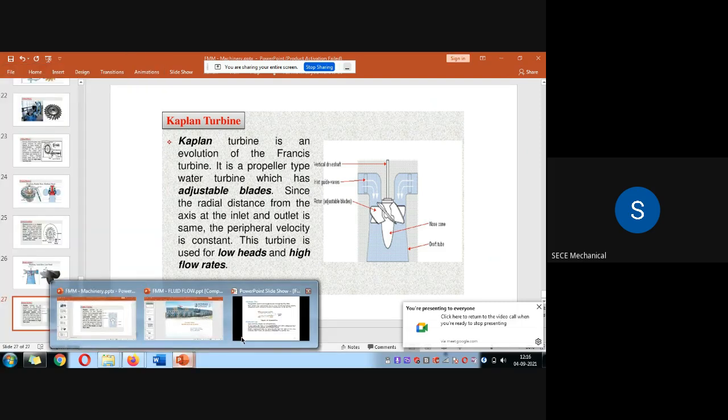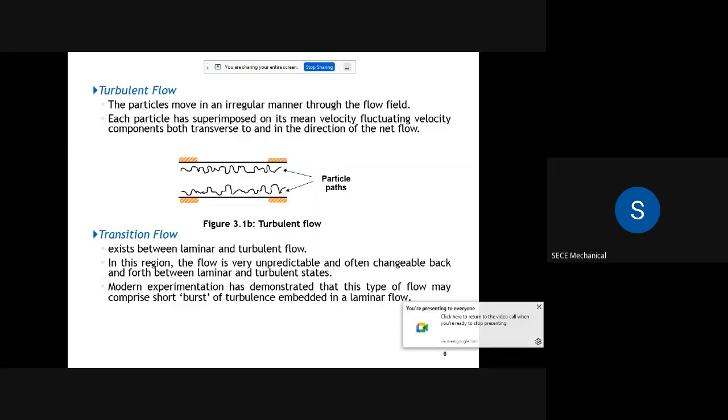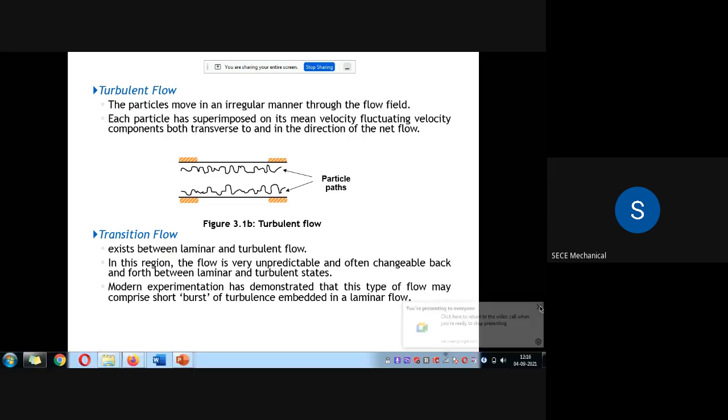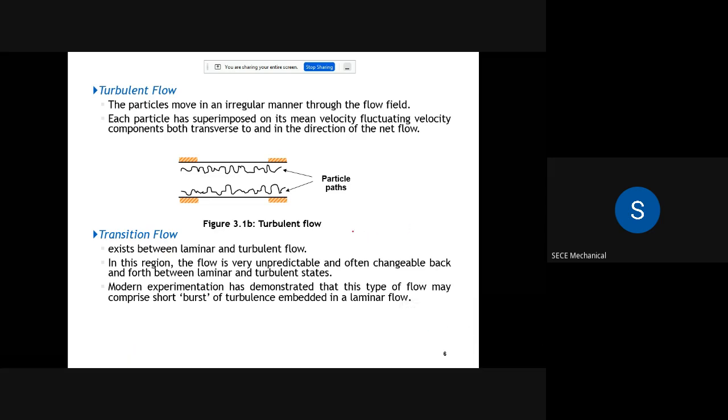So when it comes to laminar flow and turbulent flow, imagine I consider a flat plate. ஒரு flat plate இருக்கு. If a fluid is flowing over a flat plate, initially this is called the leading edge, and this is called the trailing edge. So these are the two types of edges in a flat plate.